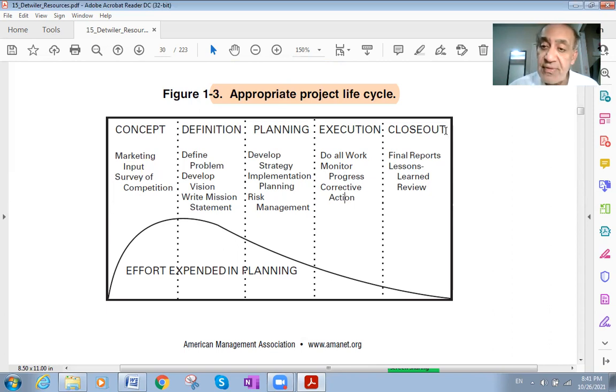Close out. The building is done, and it has to be delivered to the owner for whom we built this building.